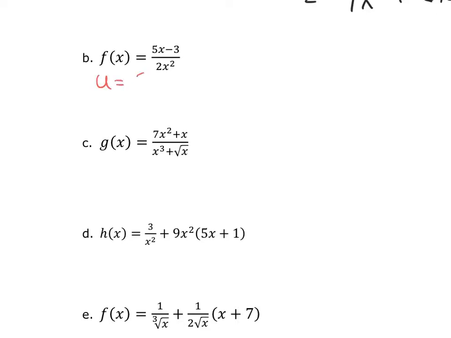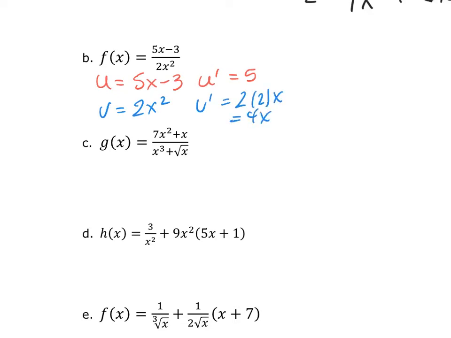So looking at B, u is equal to 5x minus 3. U prime is equal to 5. V, excuse me, V is equal to 2x squared. V prime is equal to 2 times 2 times x, or in other words, 4x. All right?